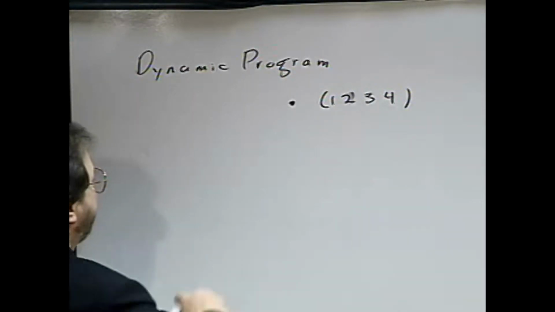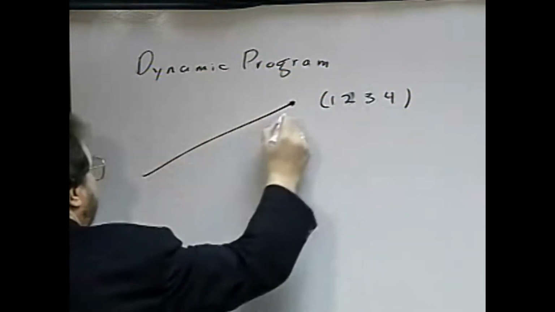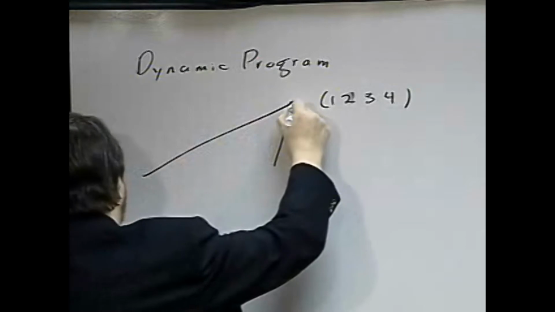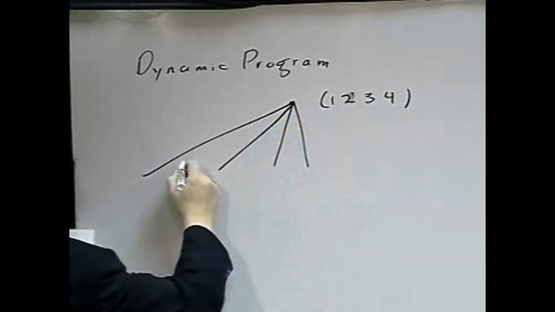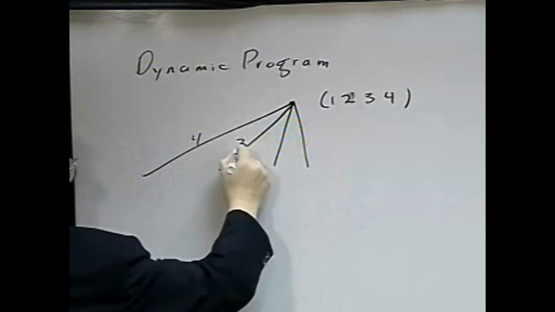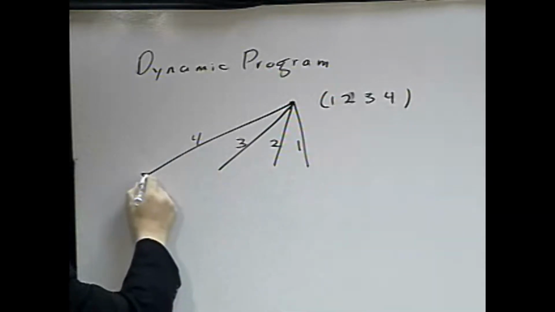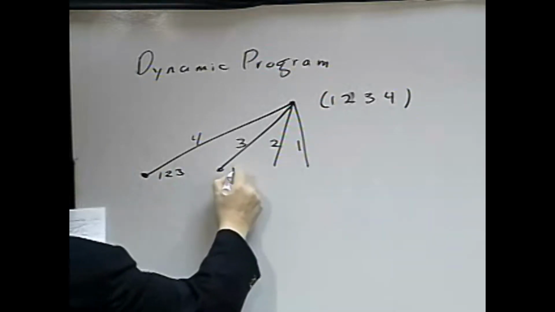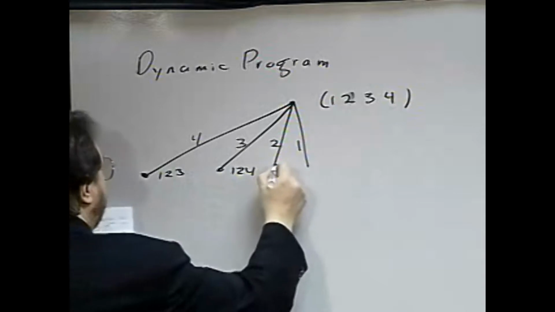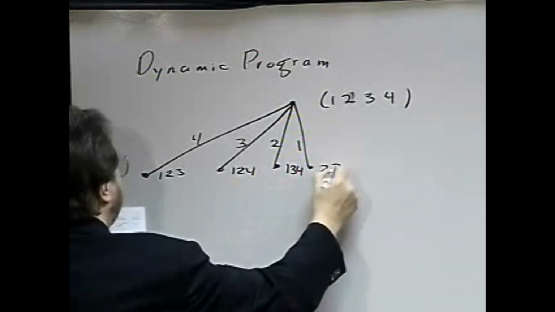Now, 1, 2, 3, 4, as we come down here, we're going to delete one feature. I'm actually making a table of different sorts of combinations. So here we're going to delete feature number 4, here feature number 3, feature number 2, and feature number 1. So here we have the features 1, 2, 3, here we have the features 1, 2, 4, here we have the features 1, 3, 4, and here we have the features 2, 3, 4.